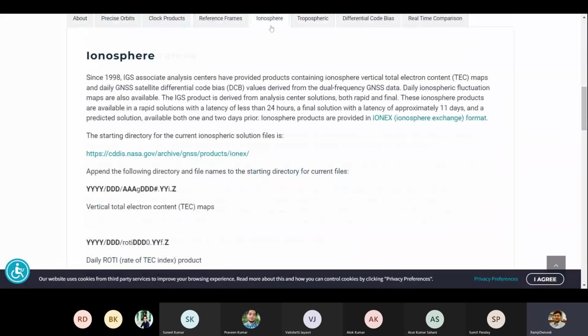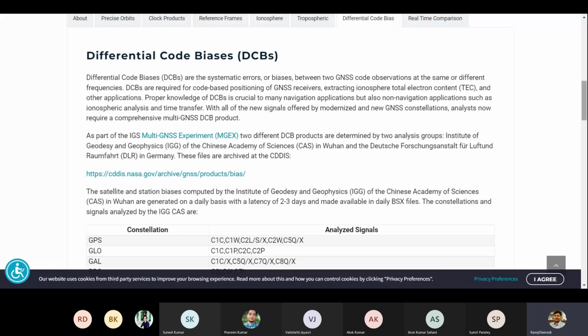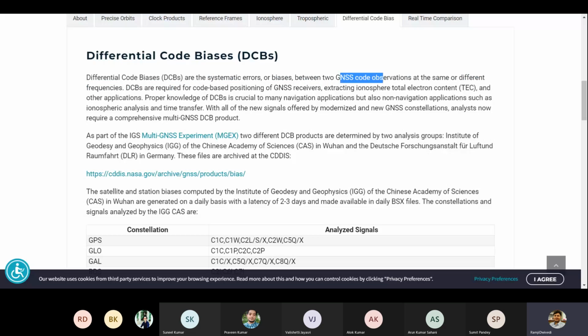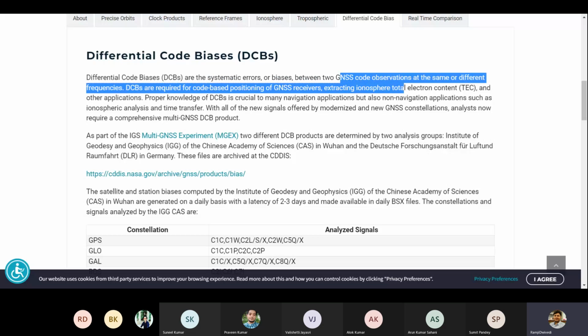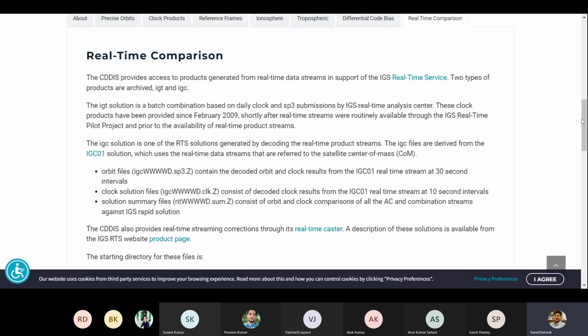Then you have the ionosphere format. Then you have tropospheric correction. Then you have DCB, which is differential code bias. They are called systematic errors or biases between two GNSS code observations at the same time or different frequency. And then there is real-time. So these are the IGS data.